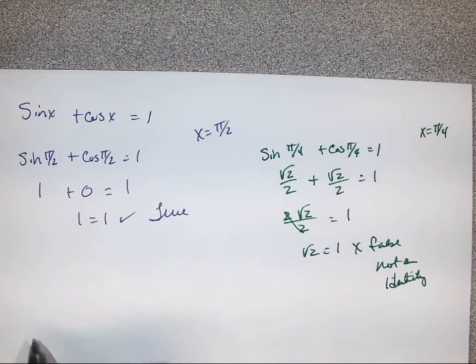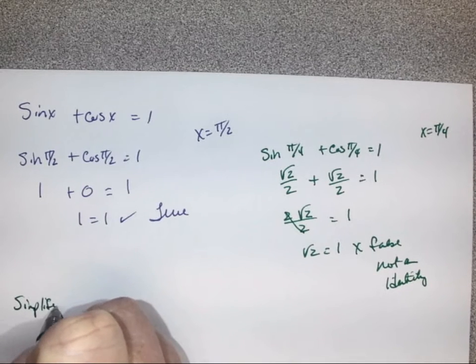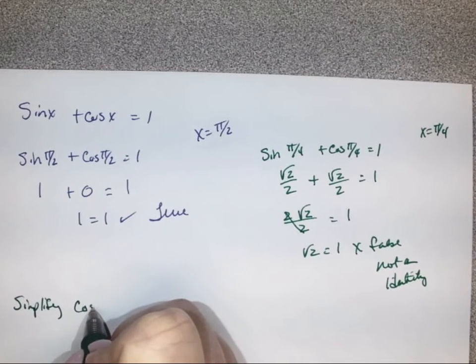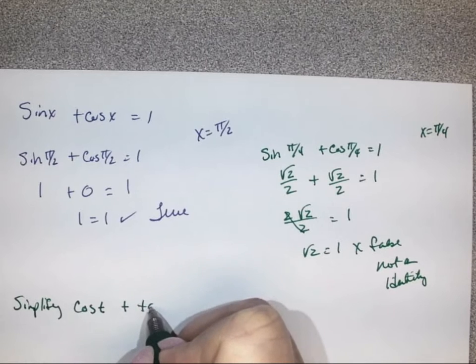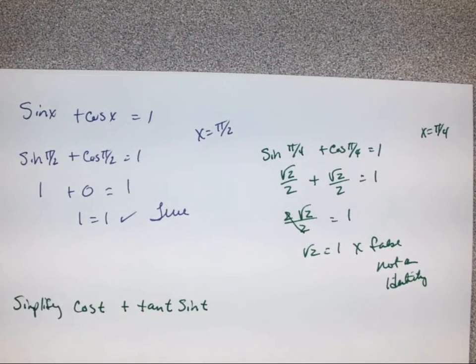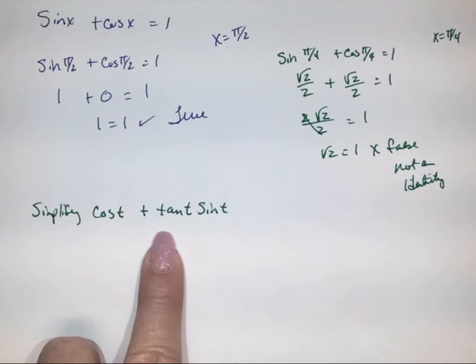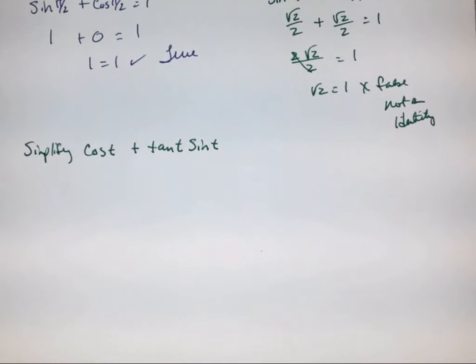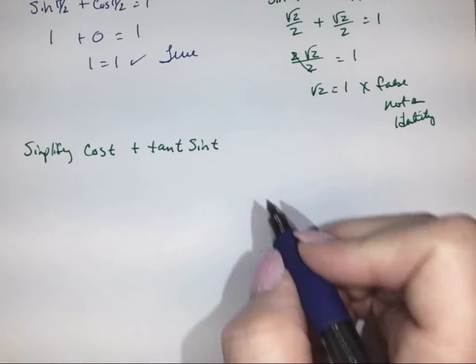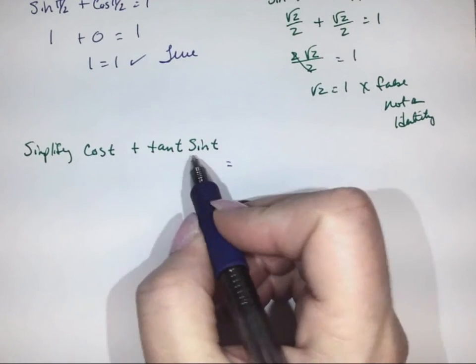So the first thing we're going to do is simplify cosine t plus tangent t times sine t. So we're going to rewrite it in terms of sine and cosine. This is not an equation, it's just an expression because it doesn't have an equal sign. So we're just going to take it from there. We don't have a left or a right-hand side. First thing we want to do is rewrite it in terms of sine and cosine.